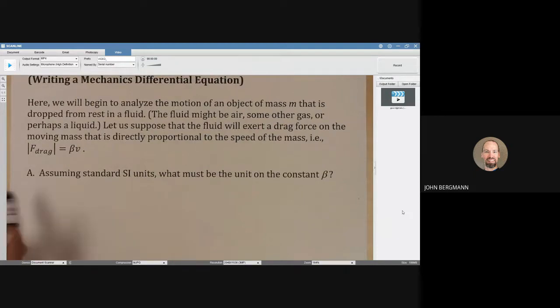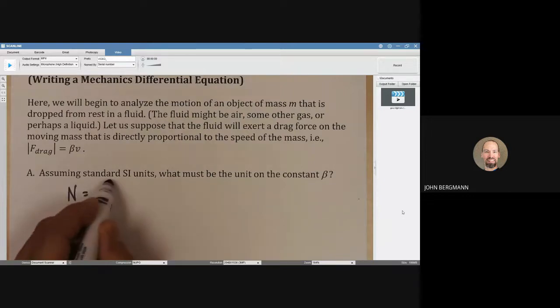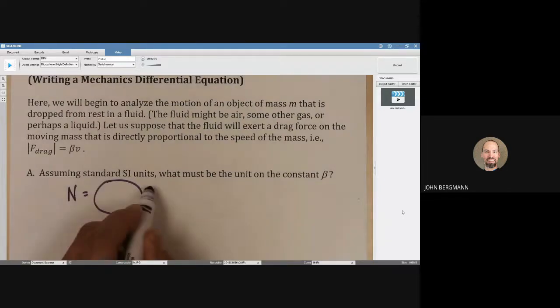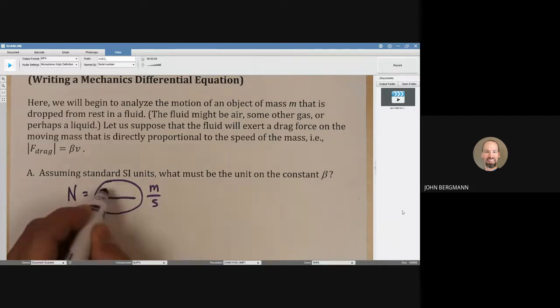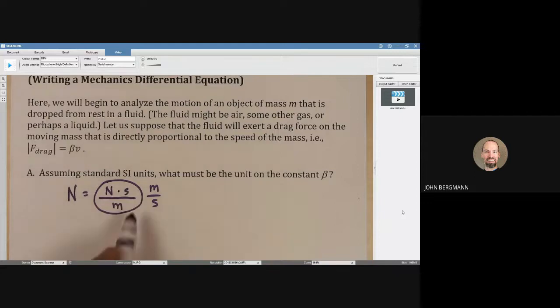Well, if we look at this equation, we know that force is in newtons, and so there's the unit for beta right there, and speed is meters per second. So what unit must beta have in order for these units to cancel each other? It must have newtons in the numerator, meters in the denominator, and seconds in the numerator. You can see that the seconds would cancel, the meters would cancel. So the unit on beta would be Newton seconds per meter.